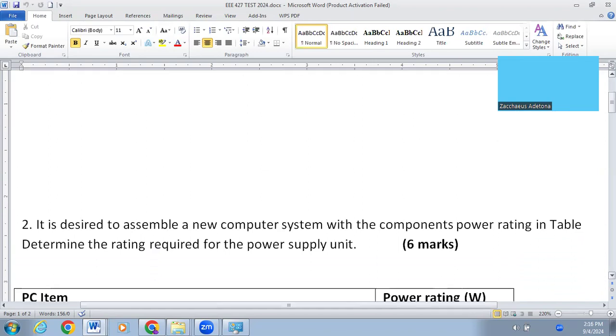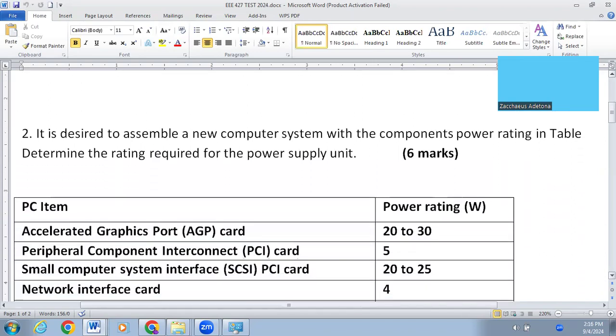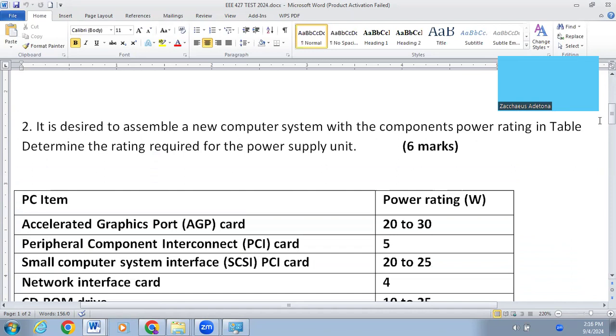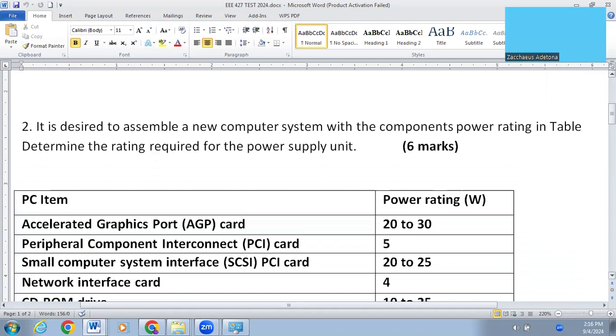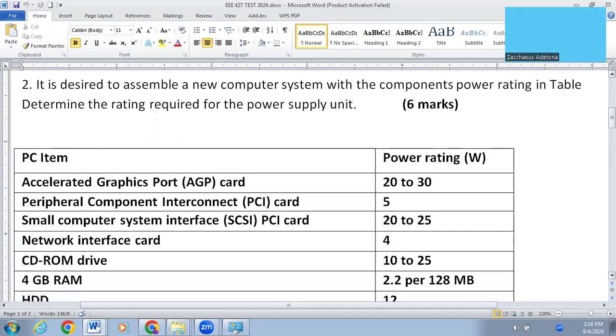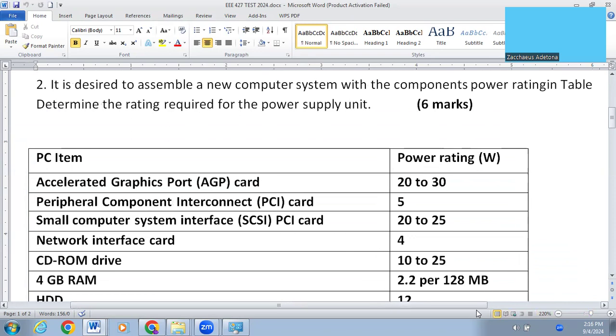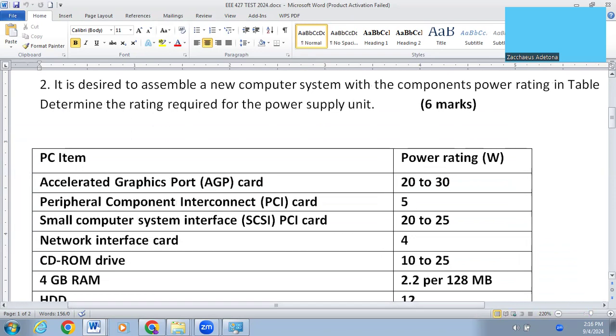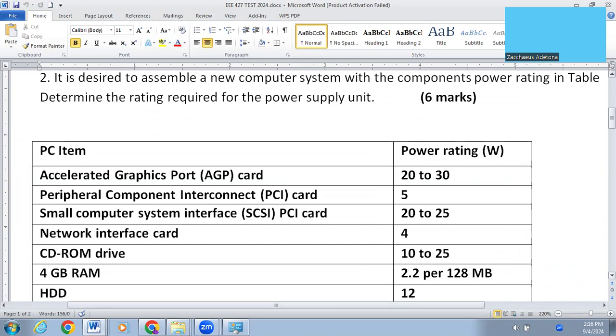Next question is number 2, still on the computer power supply units. Right here, we want to establish the capacity of the power supply units, and the component parts of the computer that are going to need this power supply unit are given here on this table. So it is desired to assemble a new computer system with the components' power rating in the table here. So we need to determine the required power rating for the power supply units.